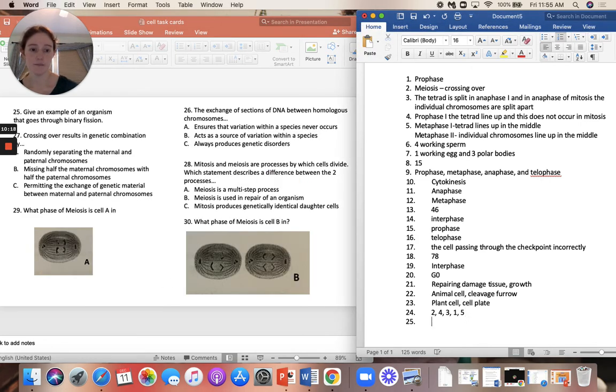We're almost done. 25. Give an example of an organism that goes through binary fission. A bacteria, any kind of single-celled organism. So bacteria, amoebas do this as well.